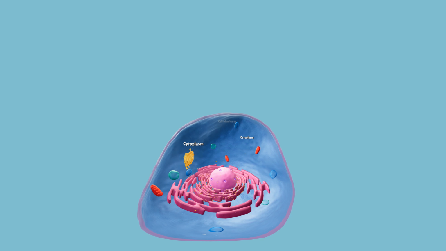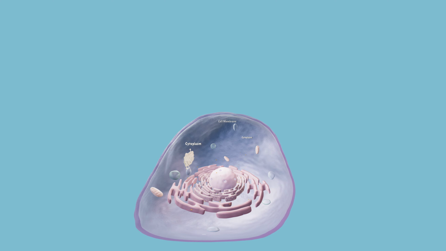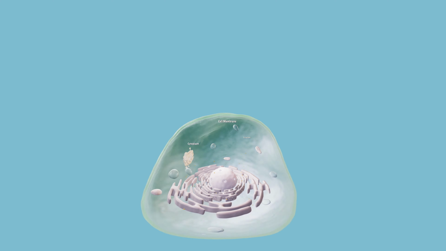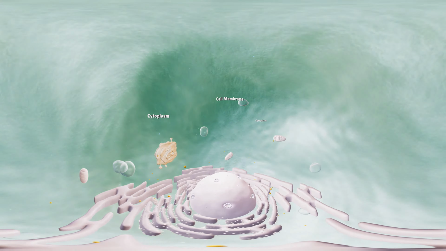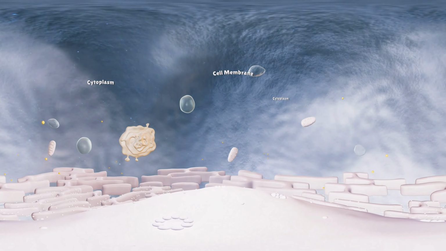The entire cell is surrounded by a cell membrane, which is also a semi-permeable membrane similar to the membrane surrounding the organelles in the cell. This too selectively allows substances to enter and leave the cell.